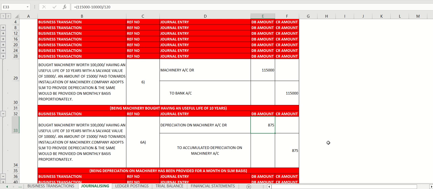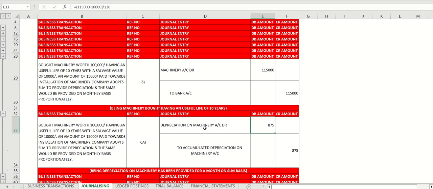I hope you are clear. So what would be the entry? We will not directly hit this 875 against the asset account. Instead, we would be creating the accumulated depreciation on machinery account, which is a contra account, and we will reduce the balance against this account directly against the cost of the asset. Okay, hope this is clear.